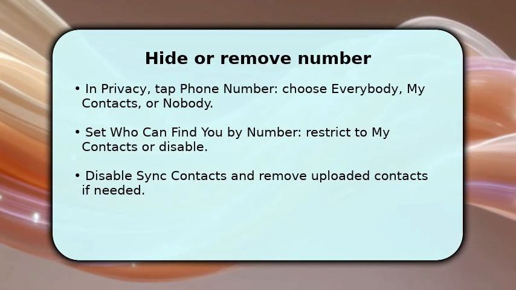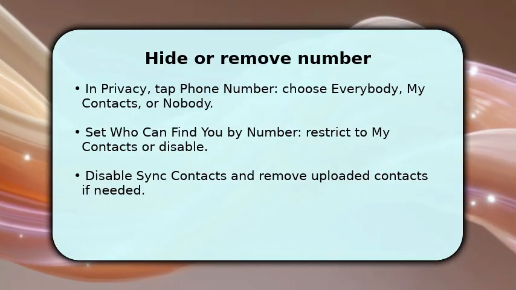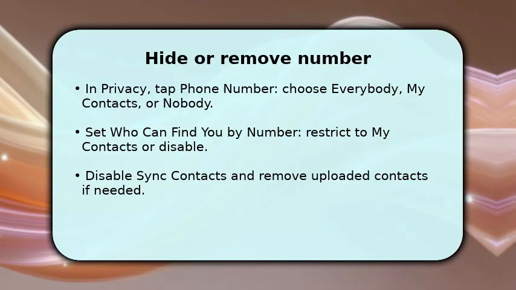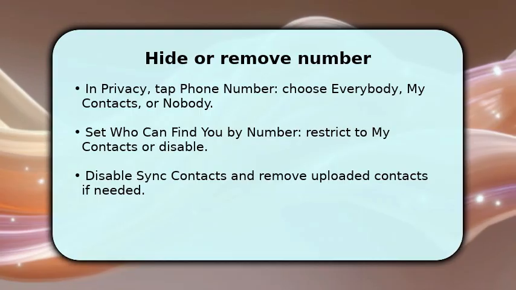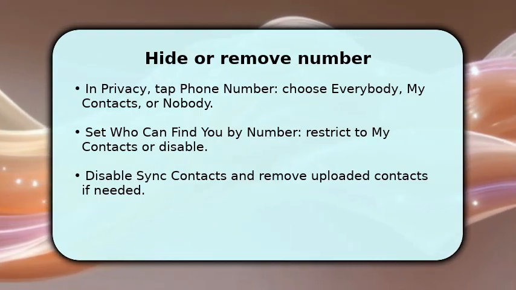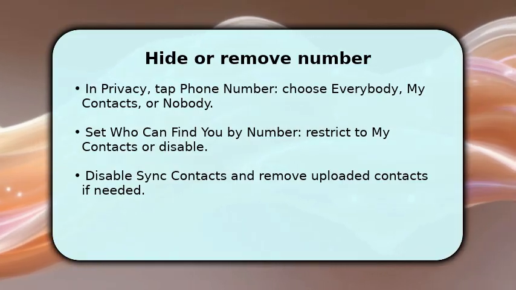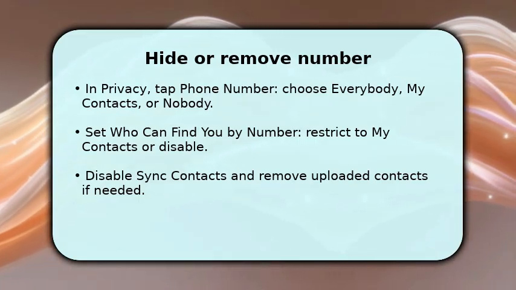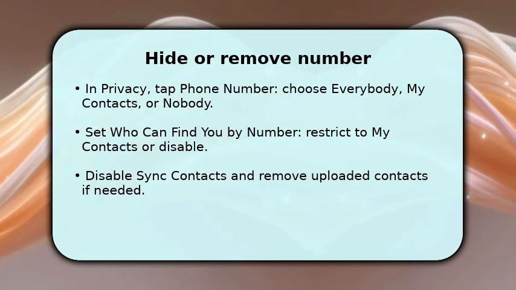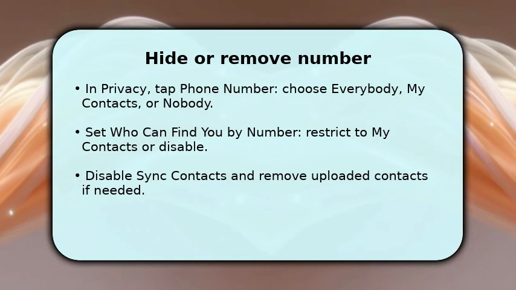Now change how your number is shown and used. In Privacy, Phone Number, select Nobody to hide it from others or My Contacts to limit visibility. Next, adjust Who can find me by number to My Contacts or Nobody to stop searches. Disable Sync Contacts to prevent upload of your address book, then clear uploaded contacts from the same menu. These steps decouple your account from the phone number, while keeping the account active and searchable only by allowed people.